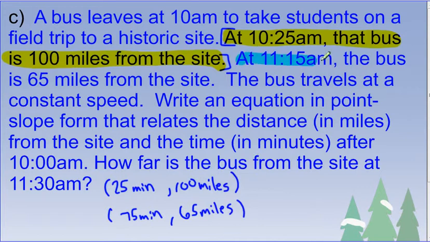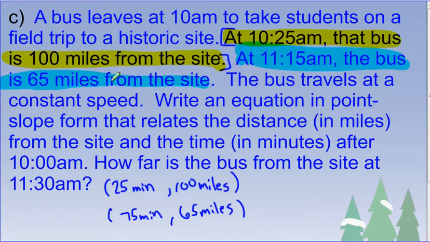For the second piece of information, which is this one here, it said at 75 minutes after 10 o'clock, the bus is 65 miles away. So I took it as those two pieces of information are kind of like 2 points on a coordinate grid, miles and minutes.